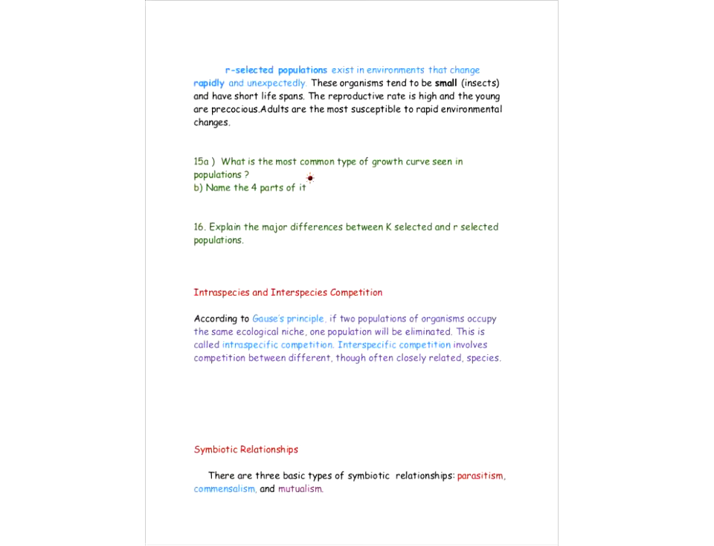Okay, lag, log, stationary, and death. Good stuff. The lag and the log sound similar, and they both kind of represent growth, or more aggressive growth. And the last two, stationary and death, represent things winding down. So, good stuff. And then, what would you say are some of the major differences between K-selected and R-selected populations?